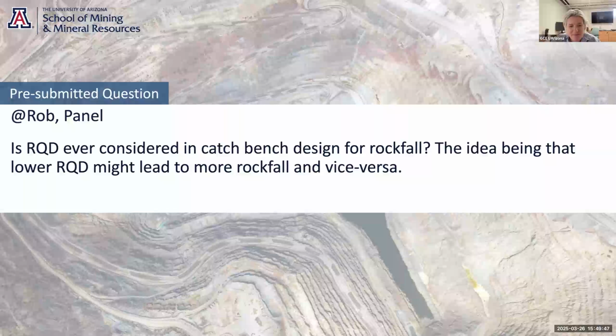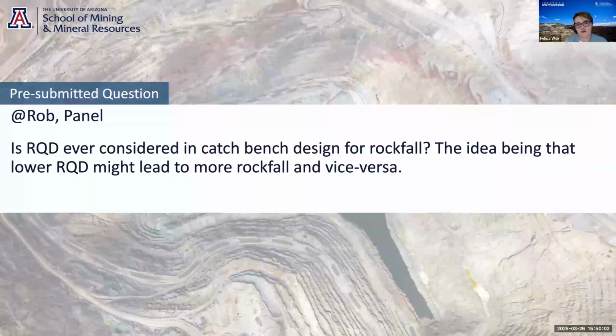I think this is something that comes into it: it's not just about the catch bench, it's about what batter face or bench face angle you're actually putting into that rock mass as well. If it's highly fractured and a low RQD, have you got the right bench face design? So it's a holistic design look, not just at your berm widths. And to remember that a few initial rockfalls can indicate a larger failure might be coming. Great point.